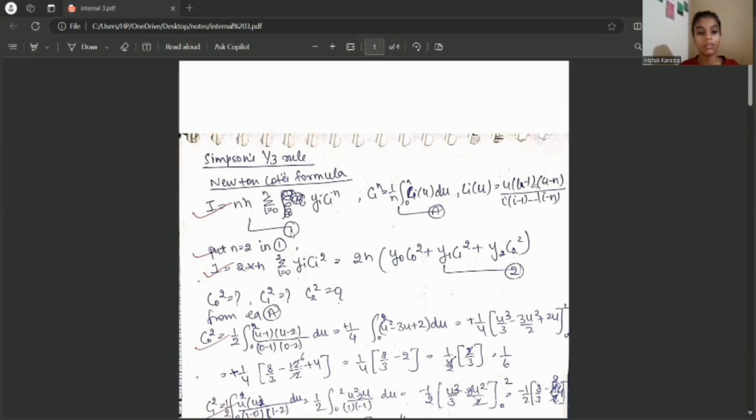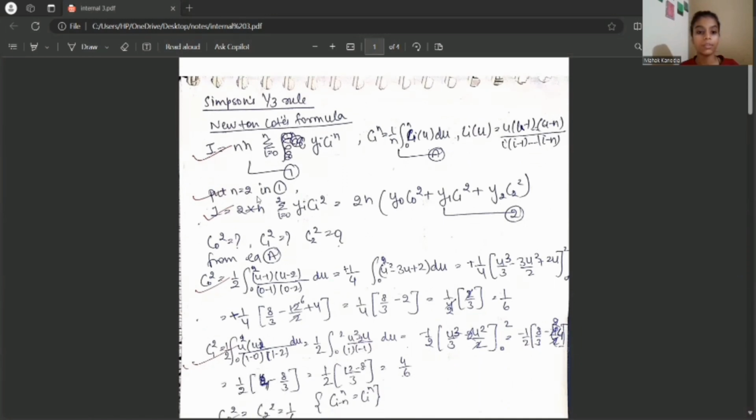As you can see here, the Newton-Cotes formula is nh summation of i equal to 0 to n, yi Cin, and Cin is defined as 1 by n, integral of 0 to n, Li(u) du, where Li(u) is found using Lagrange's interpolation method. Here, we substitute the value of n as 2 in our equation number 1 to derive Simpson's one-third rule.